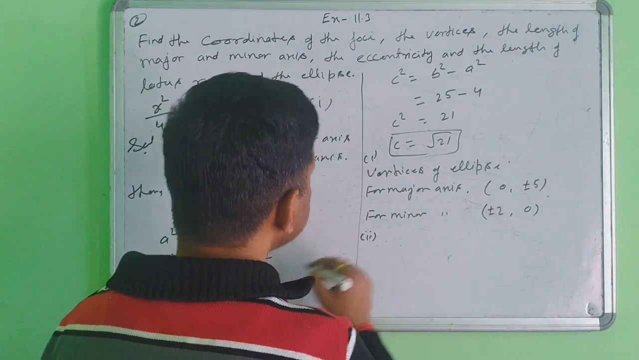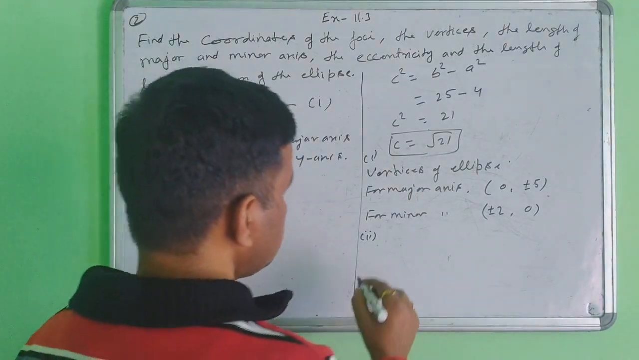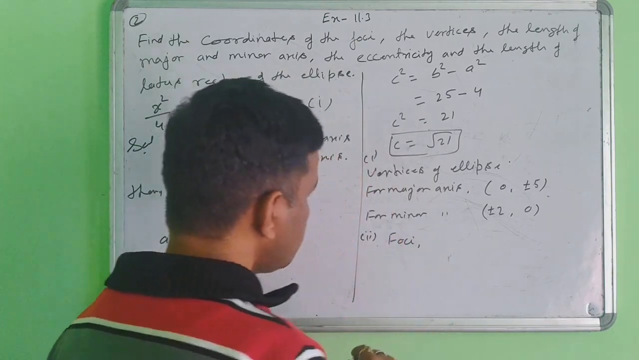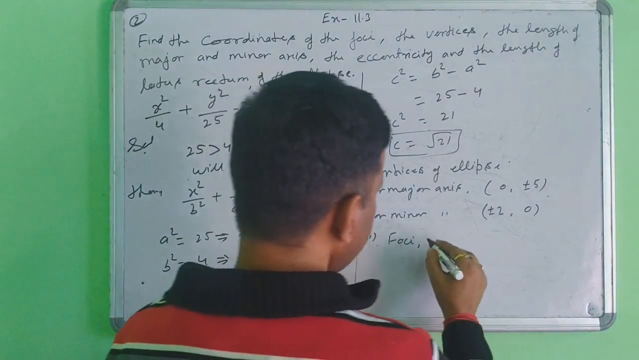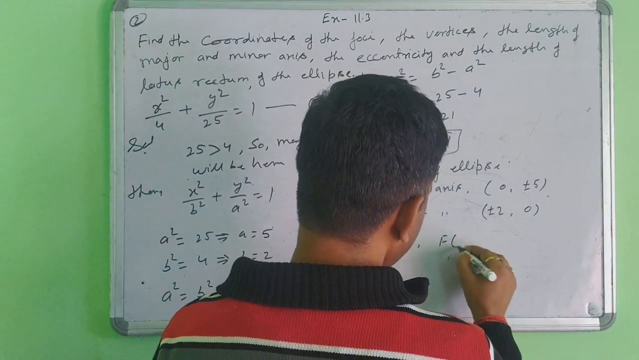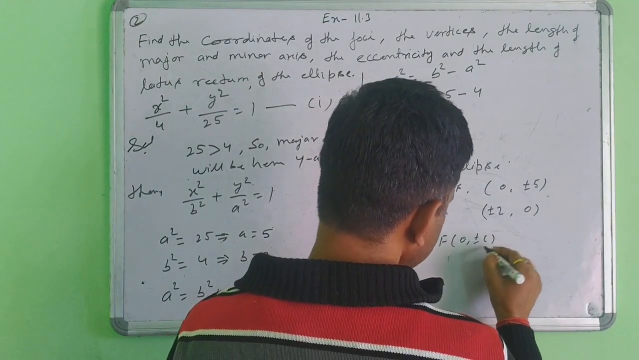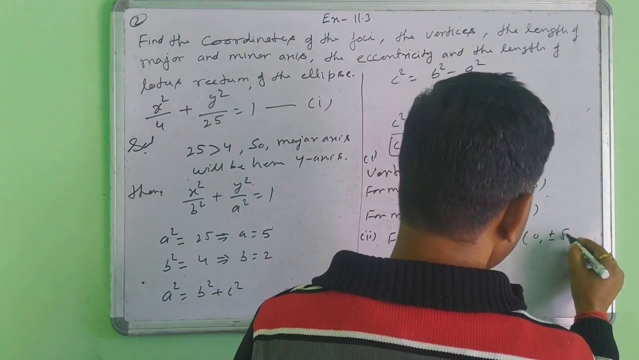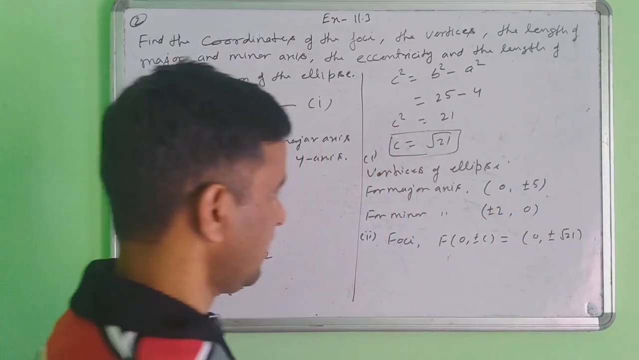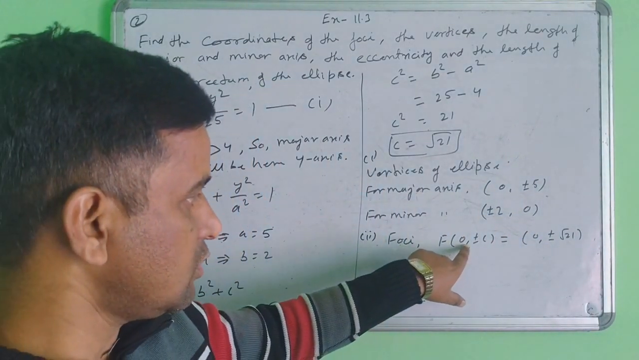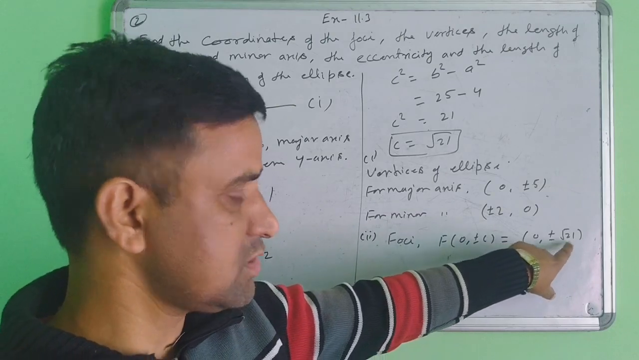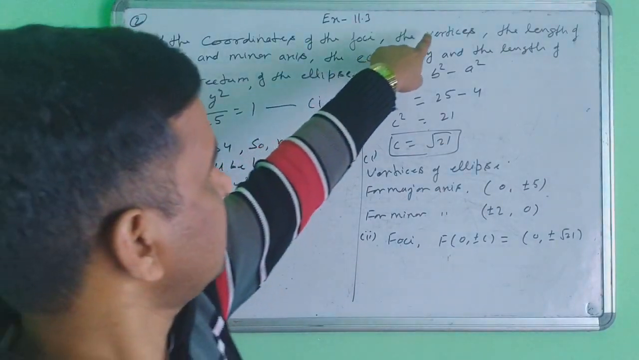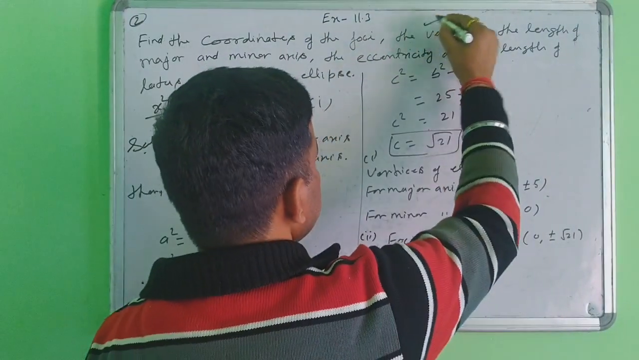Second answer, the foci. The foci lie on the major axis, which is the y axis here, so the foci will be 0, plus minus c, and your answer will be 0, plus minus root 21. This is your second answer. Vertices and foci are completed; two answers are completed.